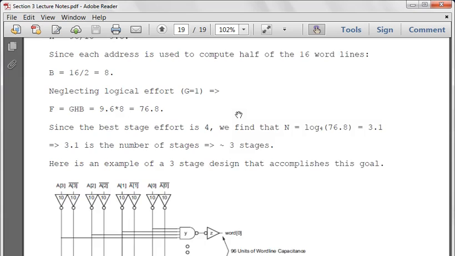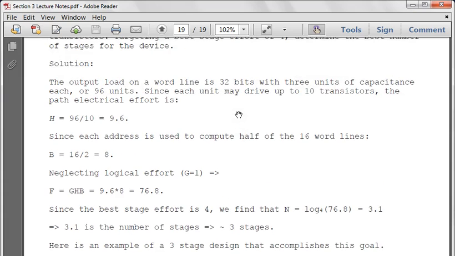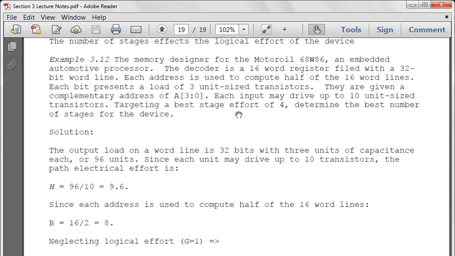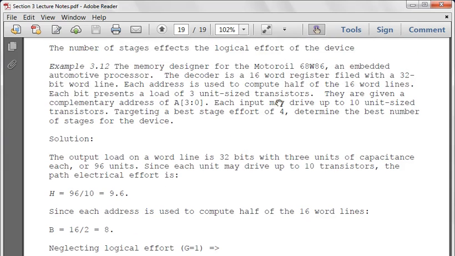Can you scroll through it? Mm-hmm. It says that 3 units of capacitance. Where'd you get that from? That's from the problem. 3 unit size transistors. Yeah, I was looking for it. No, that's fine.